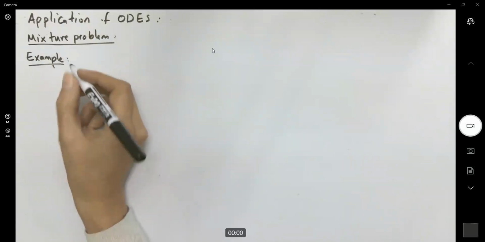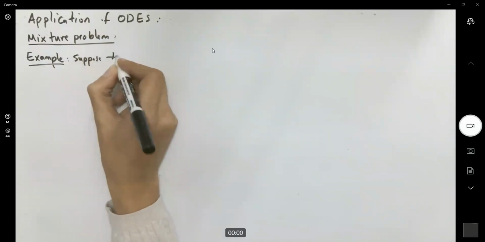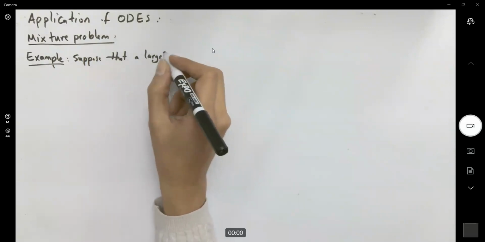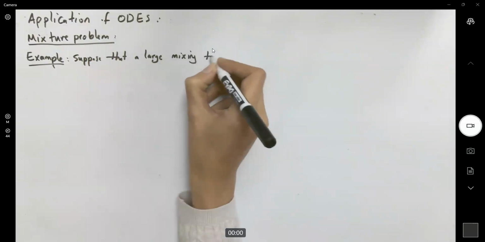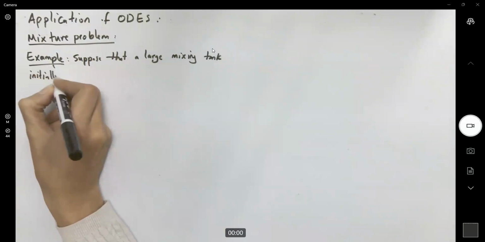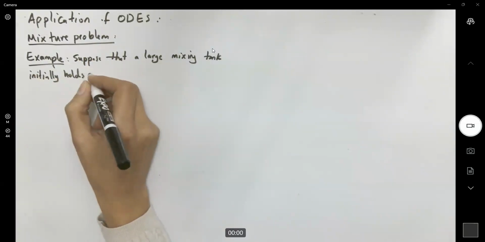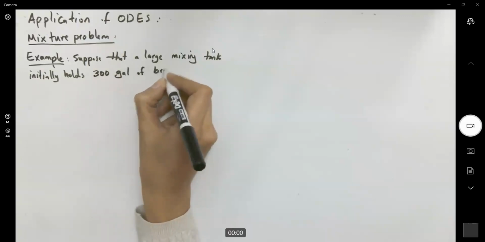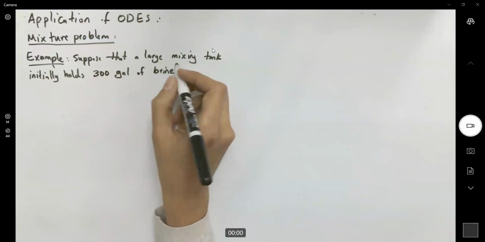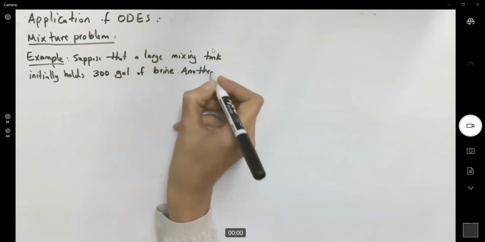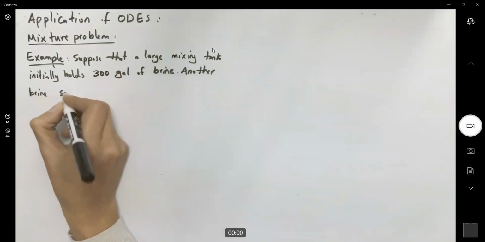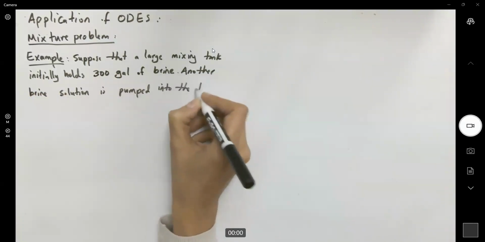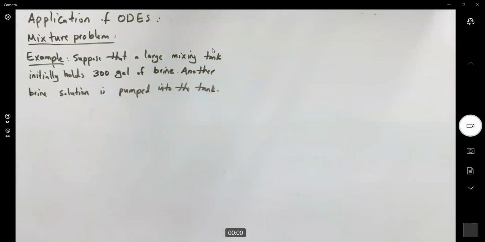In this example, suppose that a large mixing tank initially holds 300 gallons of brine, and another brine solution is pumped into the tank. This is the information that we have here.